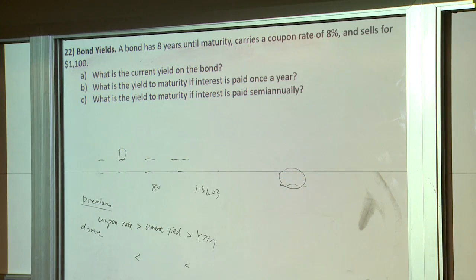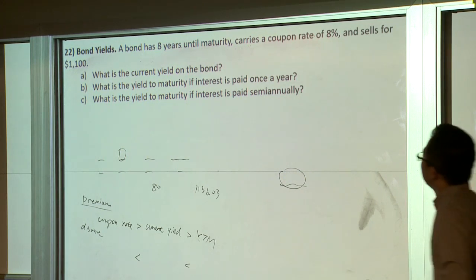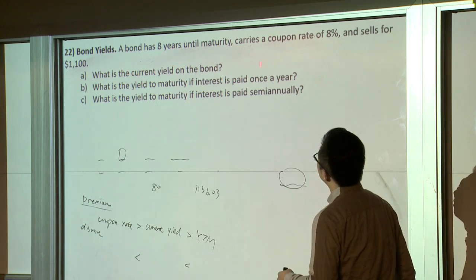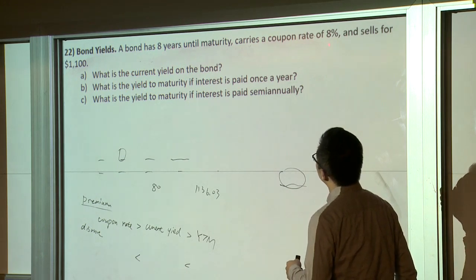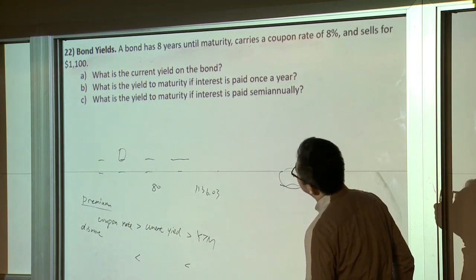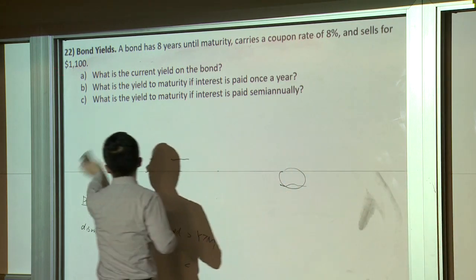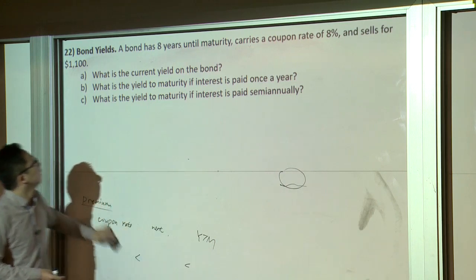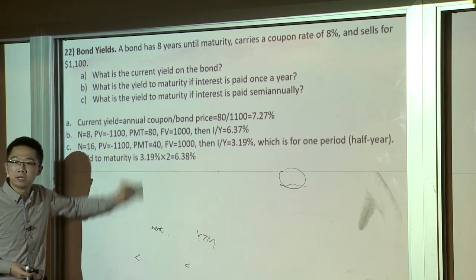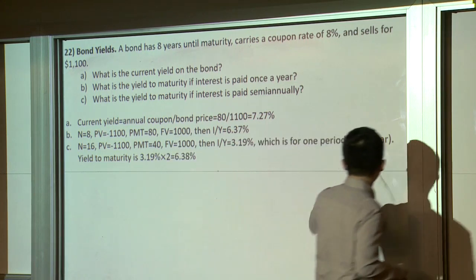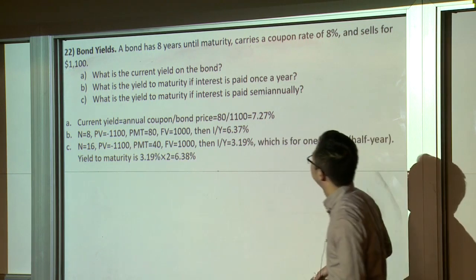Question 22, bond yields. It has 8 years until maturity, has a coupon rate of 8%, and sells for $1,100. What is the current yield? Annual coupon divided by the bond price. Okay, 80 divided by 1100, 7%.